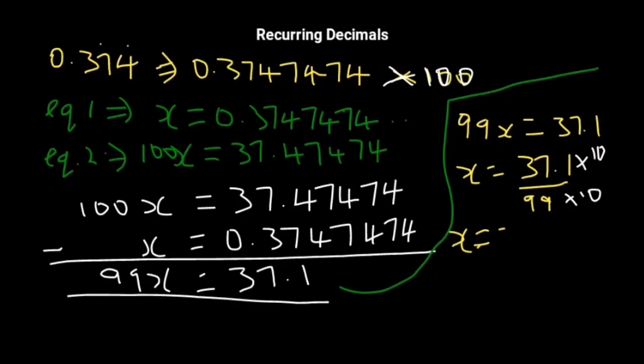Rewriting, we have x is equal to 371 divided by 990. So that is our fraction. So 0.374 with the 7 and 4 recurring would be equal to a fraction of 371 over 990. And I think that's the lowest that it can be simplified. So our answer is 371 over 990, and that is our fraction.